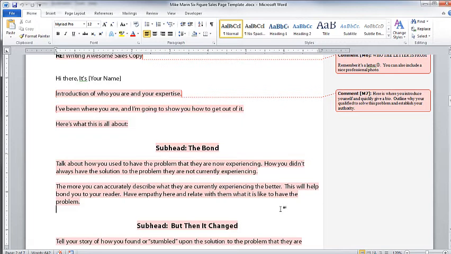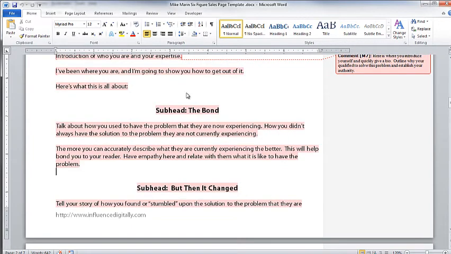And the more empathy and the ability you have to relate with them, what it's like to have this problem and how it affects other areas of their life, the better this section is going to be. So I call this section the bond. And again, the idea is to have them re-experience that pain, but also to let them know that, hey, I get where you're coming from. I understand what it's like to have this problem.